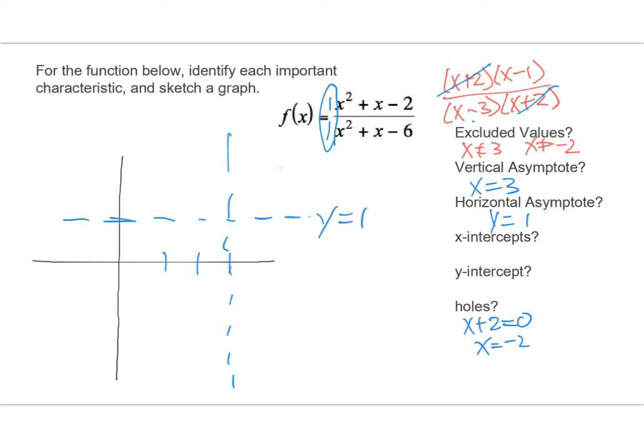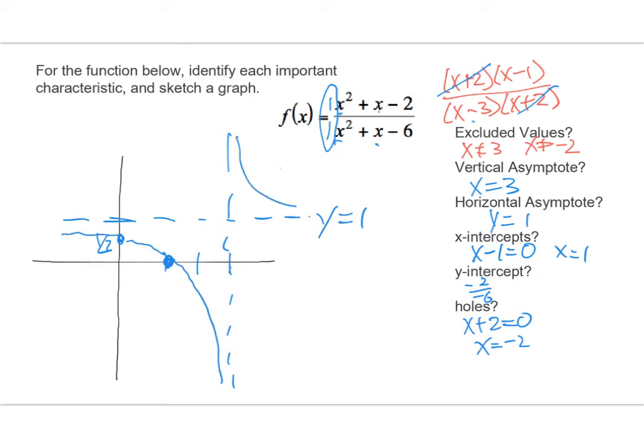X-intercepts, we're going to use our reduced function and say x minus 1 equals 0, so that x equals 1 would be an x-intercept. And for the y-intercept, I'm going to plug 0 in. I could use either version of this. It doesn't really matter. So if I do 0 minus 1 over 0 minus 3... negative 2 over negative 6, we end up getting positive 1/3 as our y-intercept. All right, we are good to graph this.